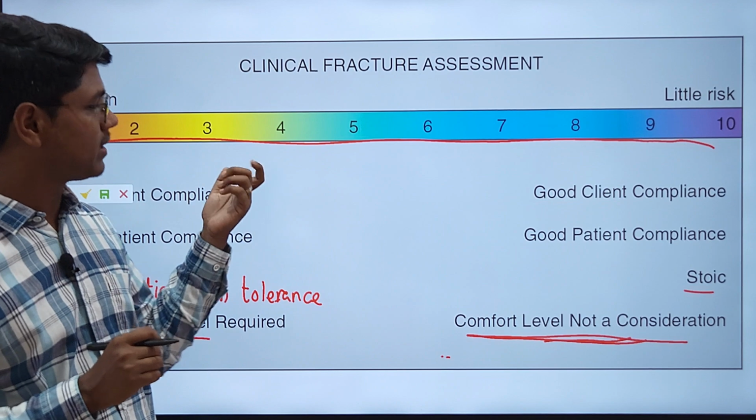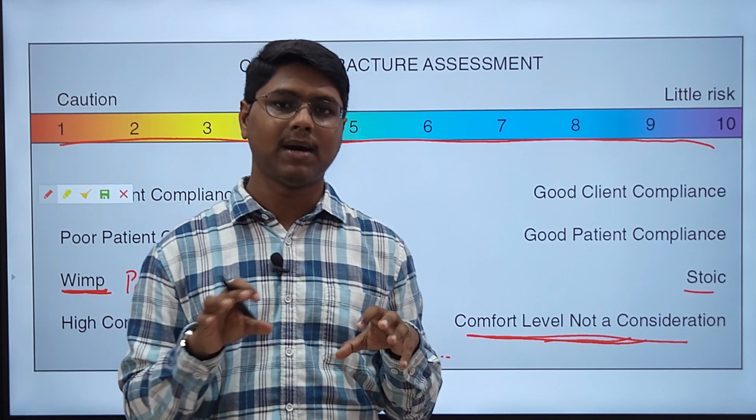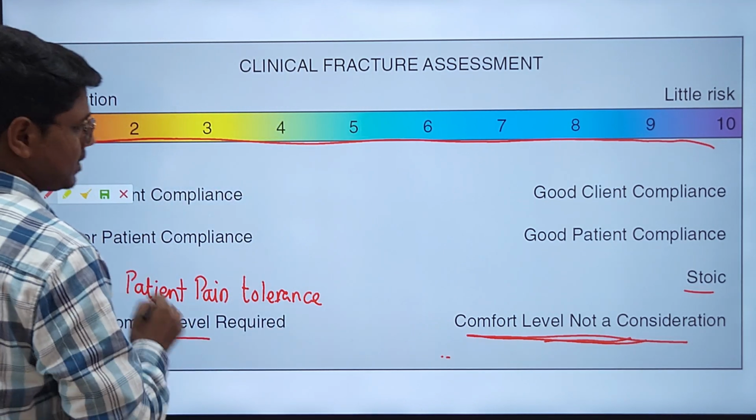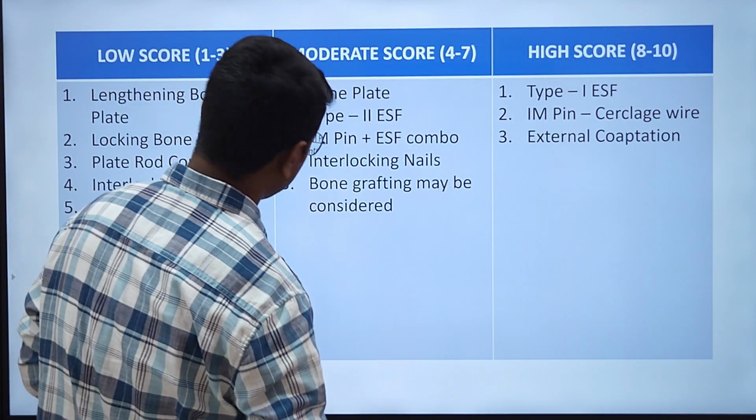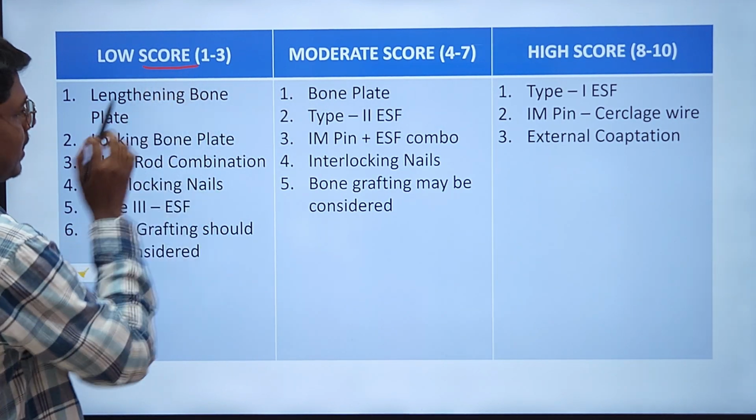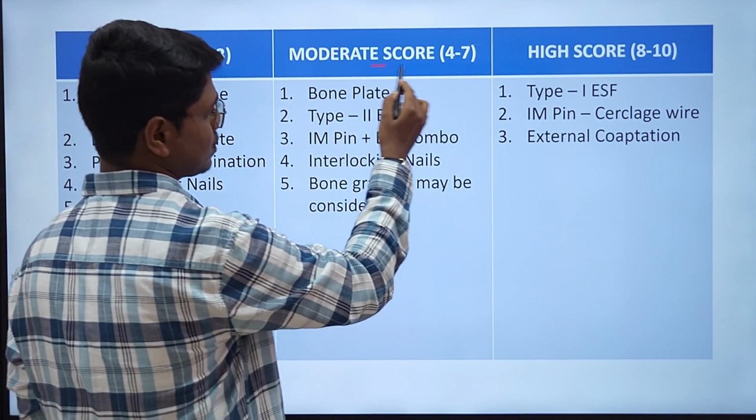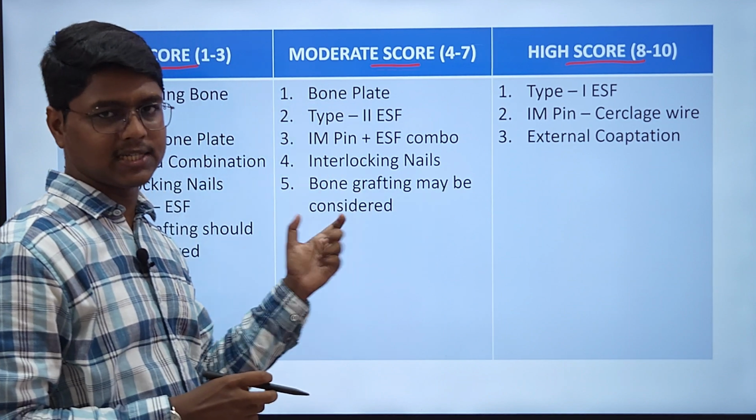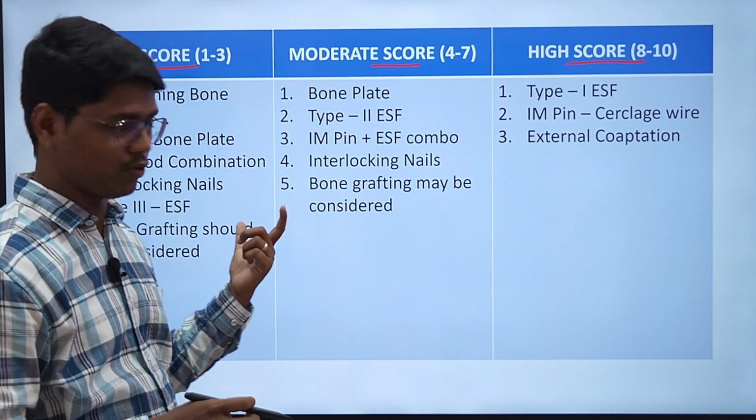Now you have the mechanical, the biological and the clinical scores, then take an average. When you take the average, you will get some score. On that basis you can classify it as a low score from 1 to 3, a moderate score 4 to 7, and a high score 8 to 10. So on this basis you can select your implant to be used.